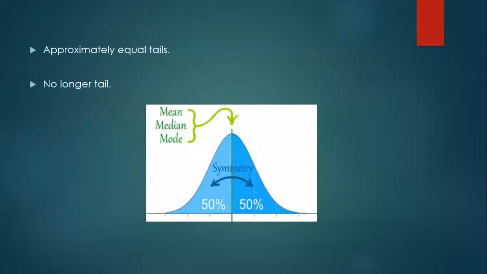So this was what I was talking about when we have a symmetric distribution. When we have a symmetric distribution, it means that everything is equal. So the mean is equal to the median and the mode, and it's in the center. There are no longer tails. Everything is normally distributed.